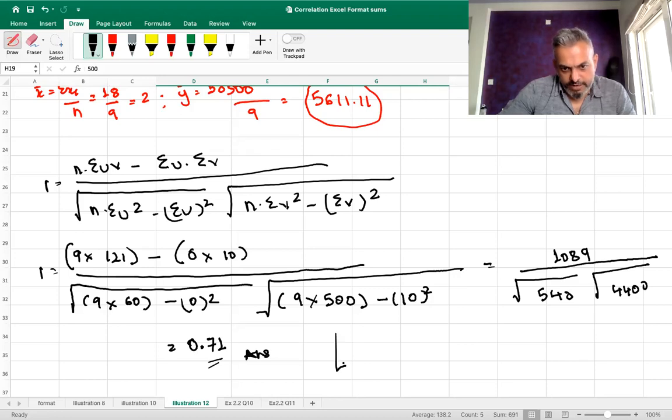How did the answer come? The calculation is 0.70648. So if we round off to two decimal places, it will be 0.71.